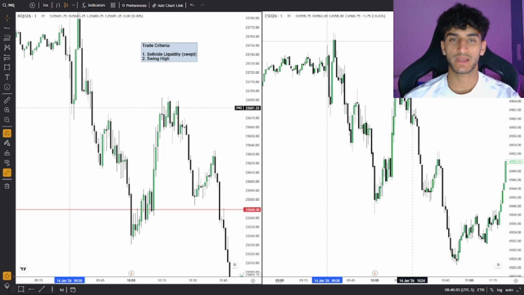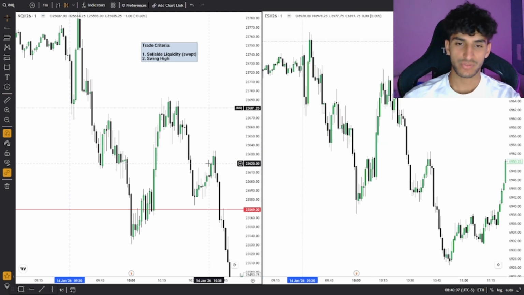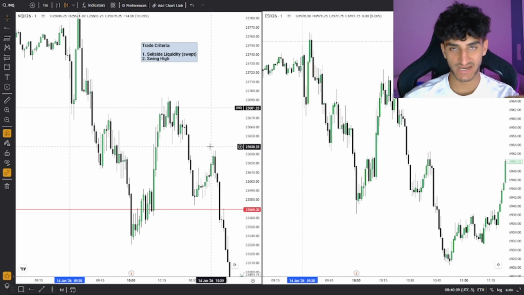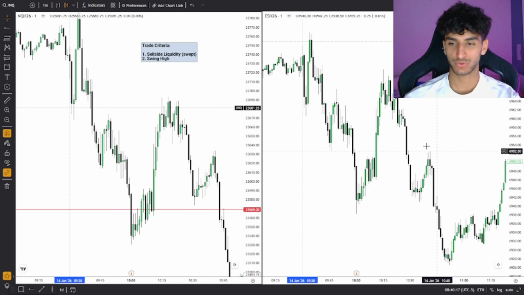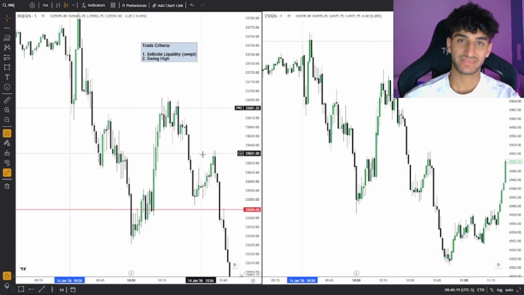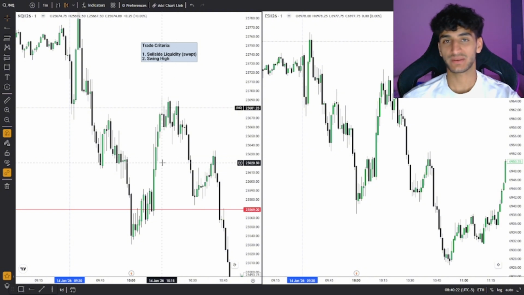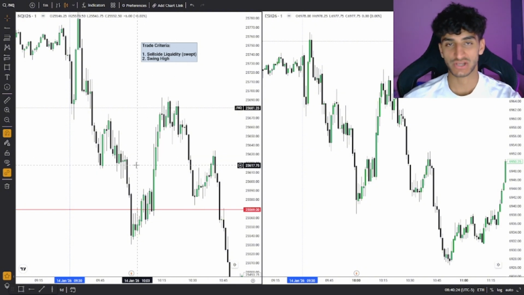Something that I also do want to add on is that both assets must be correlating. And what I mean by that is both assets should be showing the same price action. So whatever happens on NQ must happen on S&P 500 in the trade criteria. If that does not happen, then there is a low probability the trade will actually play out in our favor.